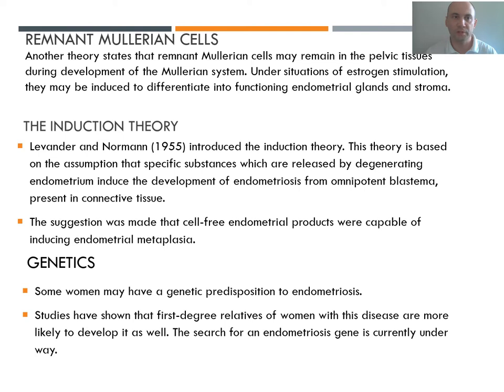Remnant Müllerian cells. Another theory states that remnant Müllerian cells may remain in the pelvic tissues during development of the Müllerian system. Under situations of estrogen stimulation, they may be induced to differentiate into functioning endometrial glands and stroma.